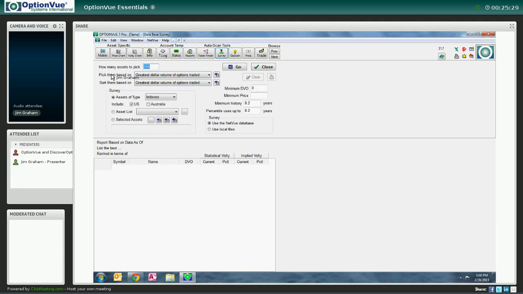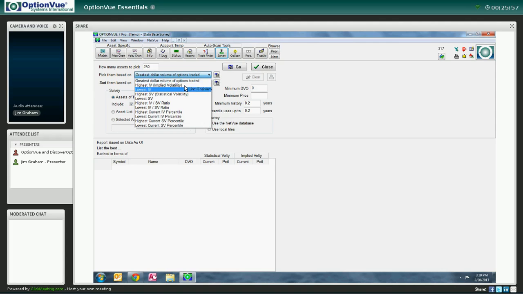Then you choose how you pick them. And from this drop-down menu, you'll see there's a number of volatility characteristics. The first one, though, is greatest dollar volume options traded. So if you just want to pick the 250 most traded things, highest dollar volume of options traded, and then sort them based on volatility characteristics, you can do that.